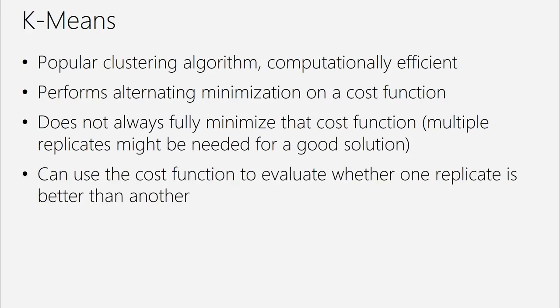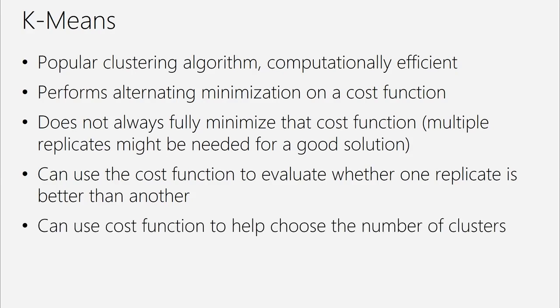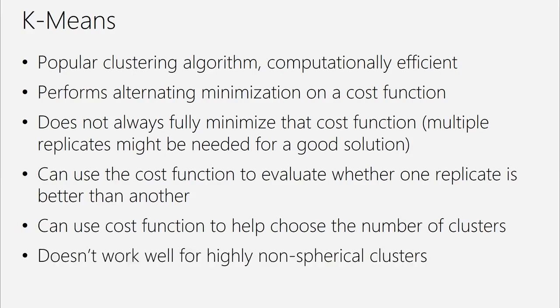And you can actually use the cost function itself to evaluate whether one replicate is better than the other, because you'll get a lower cost if it's better. And then you can also use that cost function to help you choose that number of clusters by looking at that kink in that plot, the cost over number of clusters. Now, as I showed you in that example, it doesn't really work for non-spherical clusters, but it works very nicely when the clusters are actually spherical.